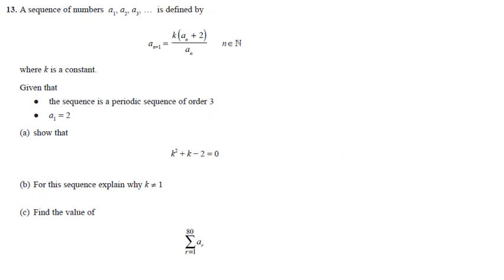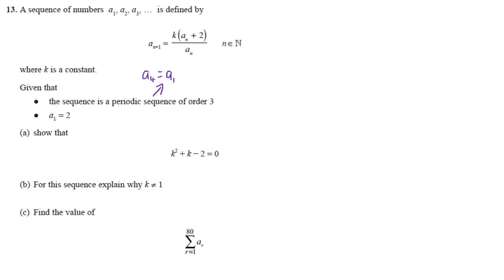Right, sequences next. So we're given a recurrence relation, a(n+1), so the (n+1)th term is related to the nth term as shown. And we're also told that the first term, a1, is equal to 2, and that the sequence is periodic of order 3. Okay, so what that means, periodic of order 3, is that the 4th term will be equal to the first term. So it repeats every 3 terms. So it goes around in a cycle.